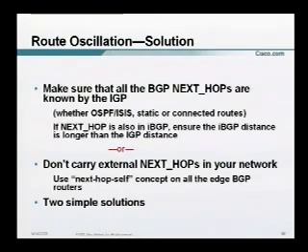Or don't carry external next hops in your network. Use next hop self concept. In other words, you change the next hop for externally learned prefixes to the router itself. Right? So you don't have to carry your neighbor's IP address in your backbone, because he may be sending you the point-to-point link by BGP as well, or an aggregate of the point-to-point link. And that can cause weird stuff to happen.